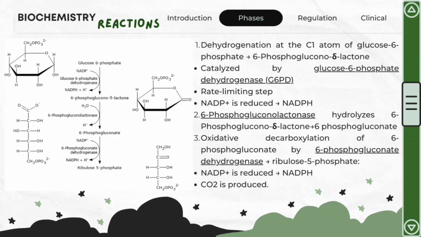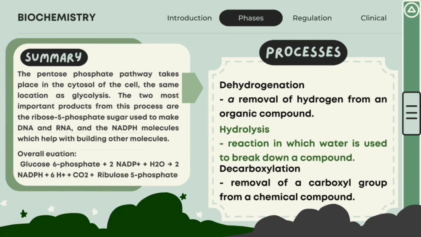Therefore, the oxidative phase of the pentose phosphate pathway ends with the production of ribulose 5-phosphate, namely the substrate for the reactions of the non-oxidative phase. And so, as we recall, we can now identify that the two irreversible reactions are actually the first and the third major steps of the oxidative phase, where we have hydrolysis in the second step.